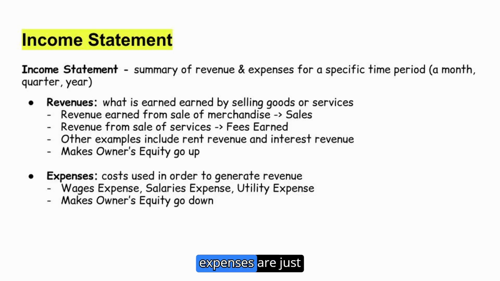Continuing with expenses, expenses are just the costs that are incurred when you generate revenue. If you bought items to sell, that would fall into the expense category of cost of goods sold. If you have to pay your hourly workers, it falls in the wage expense category. When you have to pay your salaried workers, it's a salaries expense. And when you buy utilities for the company, it falls under utilities expense.